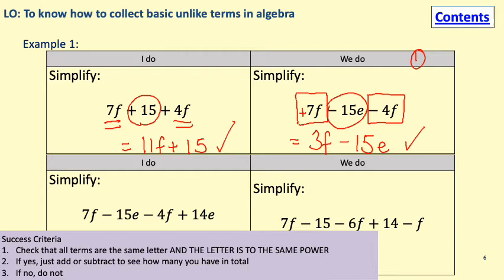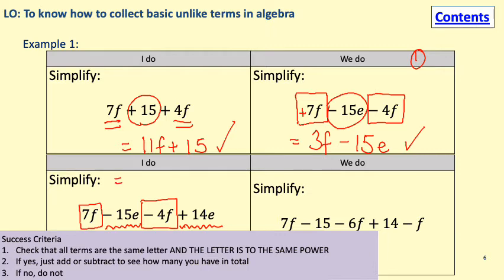And for this next I do, I'm going to start with my 7f. The 15e will go on its own. That'll be paired with something else. So we'll go negative 4f, put that in a little rectangle as well. And then as you can see, these two terms here, negative 15e and the positive 14e, they have the same letter. So I can look at adding these together now and simplifying it.